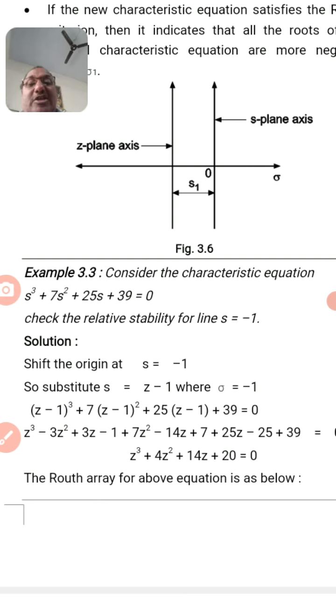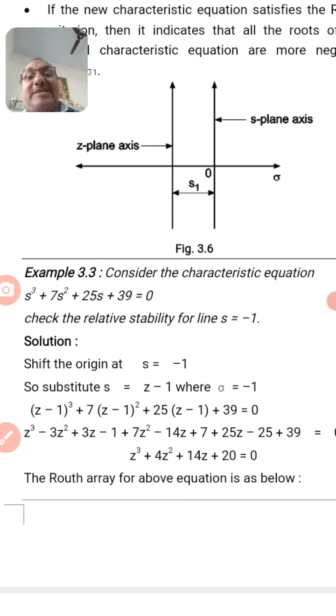Shift the origin at S is equal to minus 1, that is given in this. So substitute S is equal to Z minus 1. Why substitute S is equal to Z minus 1? Because we are making the Z plane axis equal to minus 1. We are shifting this S plane axis in figure 3.6 to the Z plane axis at S is equal to minus 1. That's why. This Z plane axis does not have any relation with the Z transform Z plane.